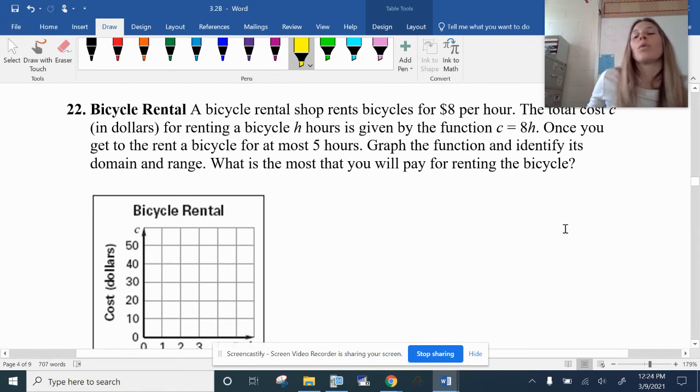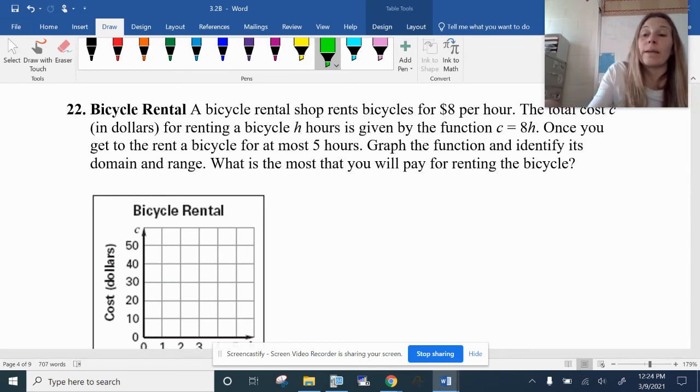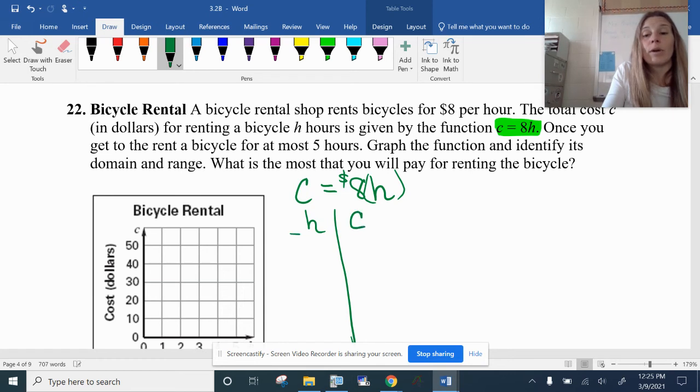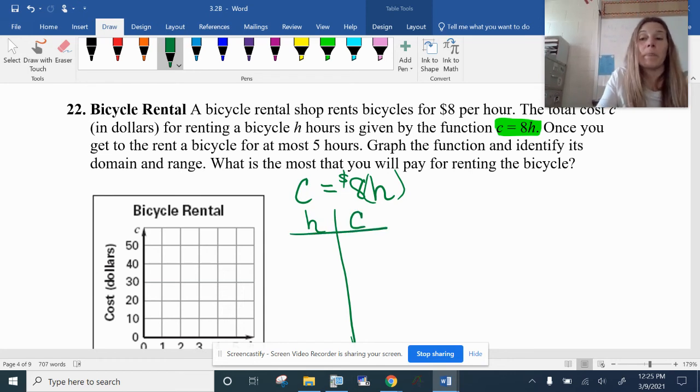Okay, so if we're doing a word problem, a bicycle rental shop rents bicycles for $8 per hour. The total cost in dollars for renting a bicycle for 8 hours is given by this function here. So we have C equals 8H, and it's $8 times the number of hours. Now this basically means that this H value is going to be like my X in my table, and the C is like my Y, right?